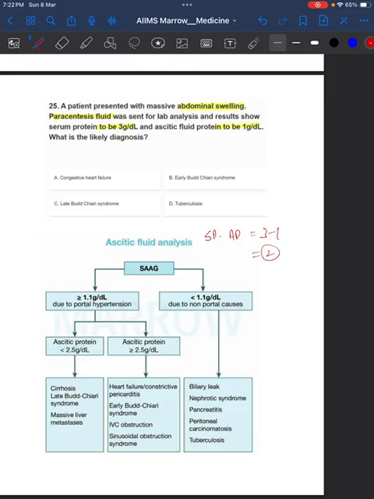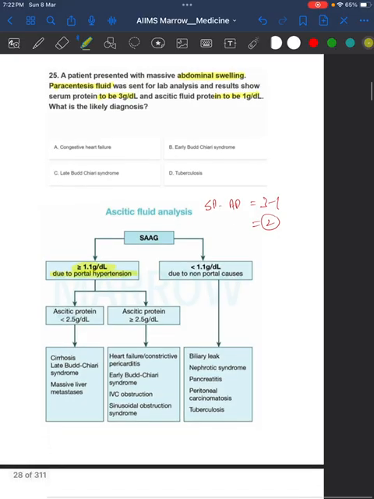So this is more than 1.1. This is falling in this category. So that means it is because of portal hypertension. Next you will check the ascitic protein, which is 1 in this case. So it is less. So there are only 2 causes that you have to remember: cirrhosis and late Budd-Chiari. These are the most important causes that you have to remember. In this case it will be late Budd-Chiari.